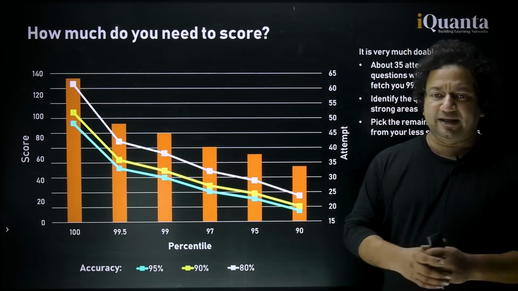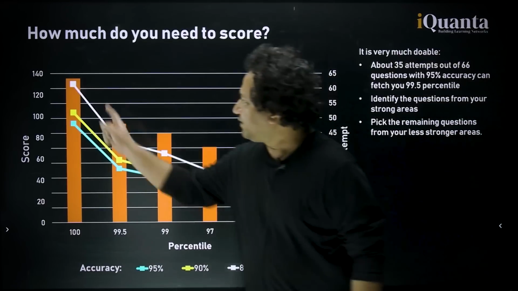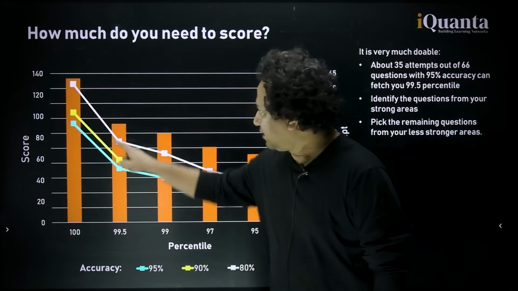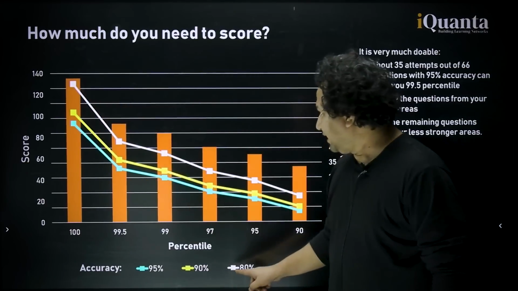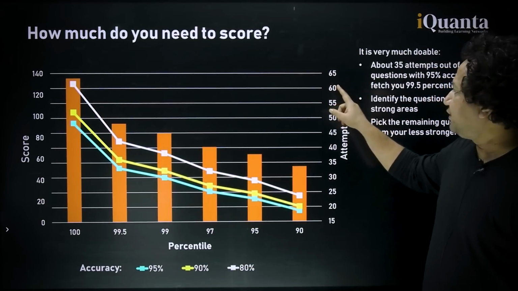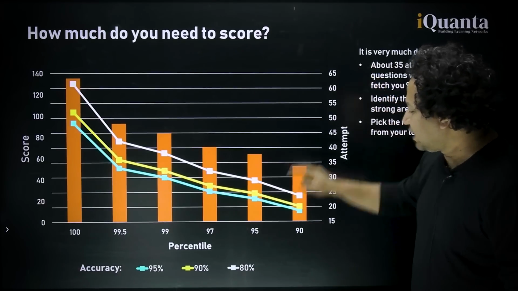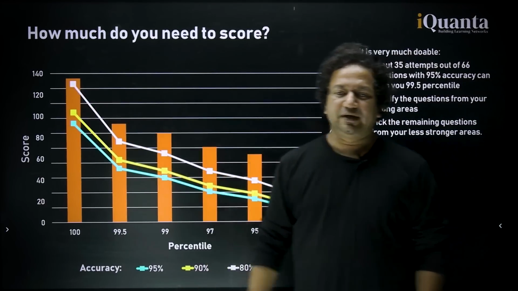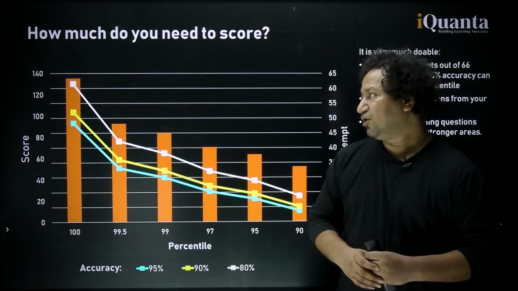Which means, I'll just take an example. For example, if I take this value, it is somewhere above 130, and it is white, so basically 80%. Here, if we go, it is between 60 and 65. So if you attempt, let's say 62 questions with 80% accuracy, you'll be able to get this much score. That is what this diagram means.